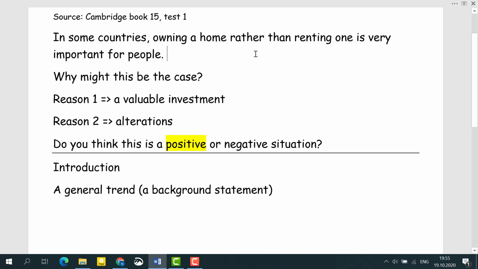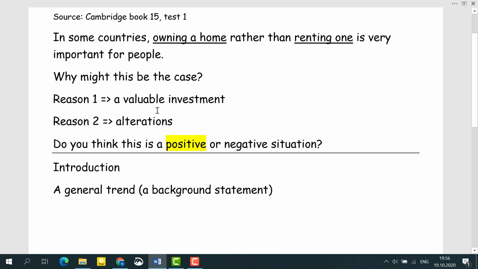So here we have two possible options. The first option is owning a home. And the second option is renting one. It's clear that here it says in some countries owning a home rather than renting one is very important. So I have to support the idea of owning a home. And I have to say that it's a positive trend, and then I have to provide two reasons.